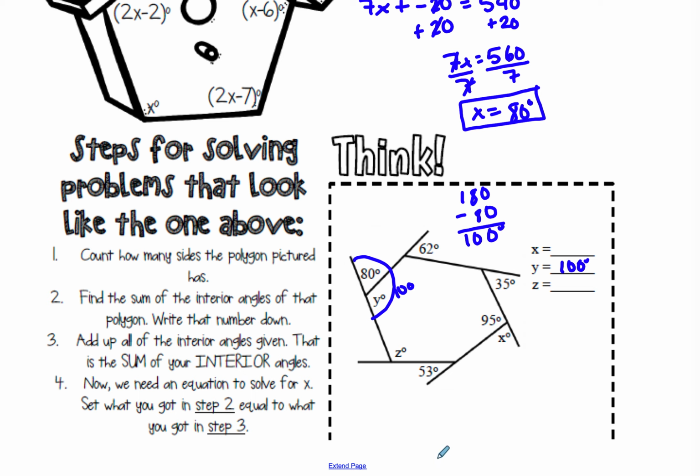All right. Now I'm going to find x. x and 95 are supplementary. So I do 180 minus 95, and I get 85.